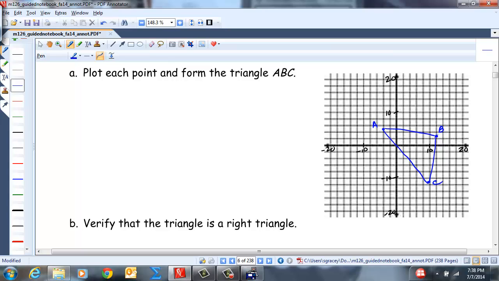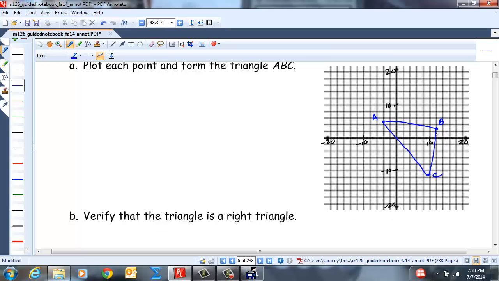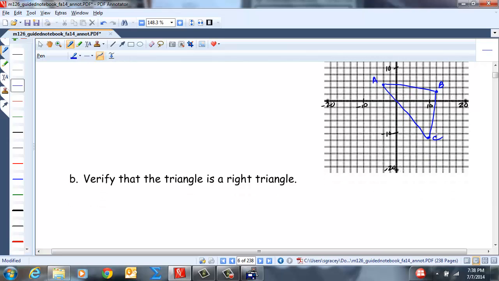All right, so we've got this triangle, and we want to figure out if it forms a right triangle, right? So to verify that the triangle is a right triangle, one of the ways you can do this problem is you can find each of the distances between the different lengths. So you'd be doing AB, AC, and BC, finding those distances, and then adding the squares of the sides and see if it equals the square of the hypotenuse, right? So let's check it out.